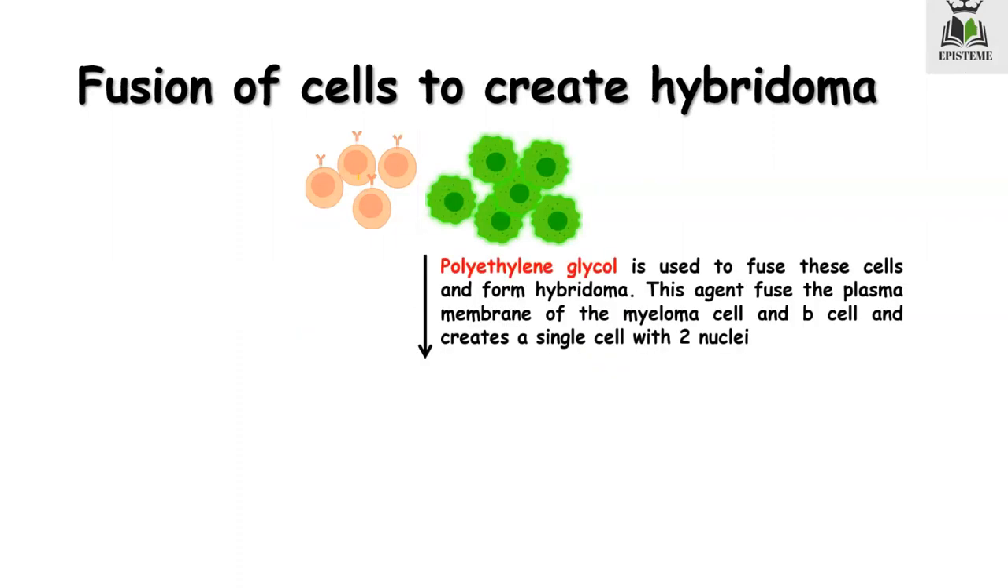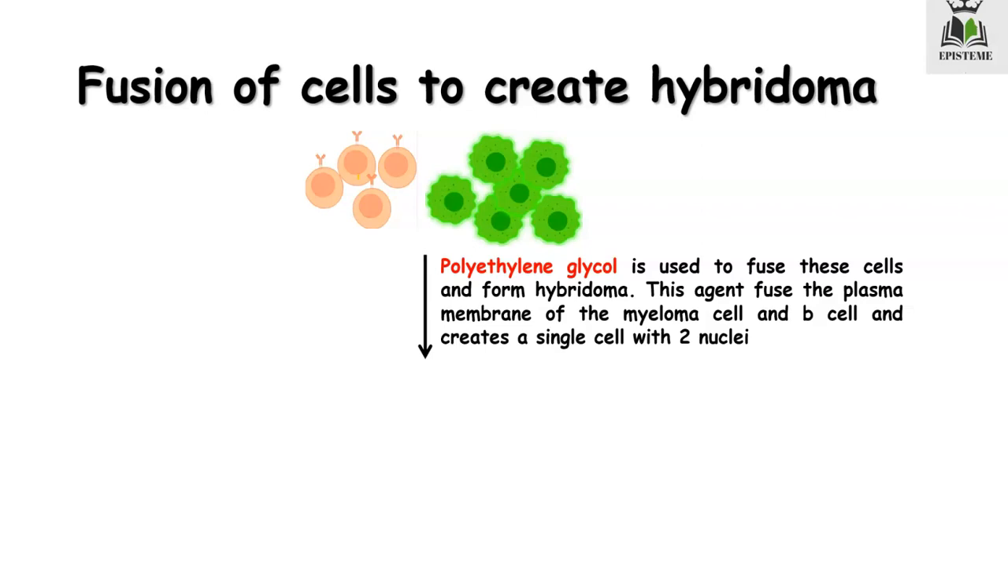Now the fusion of these two cells is performed in the presence of polyethylene glycol. This is the agent which fuses the plasma membrane of two adjacent cells and makes it a single cell containing multiple nuclei.